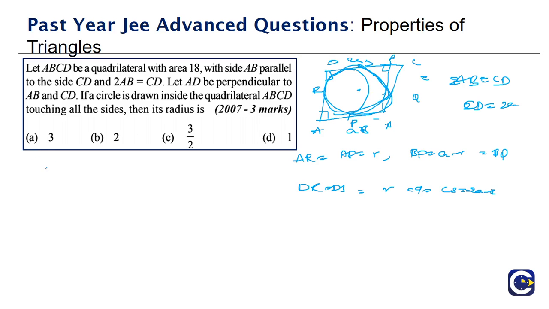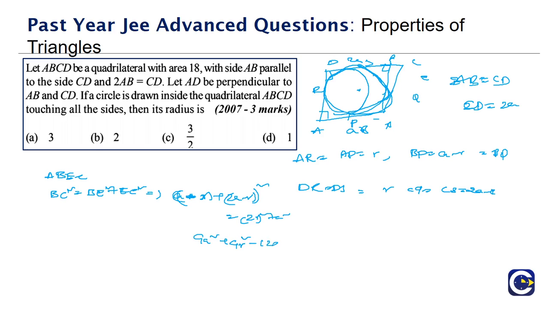If I consider the triangle BEC, BC square is equal to BE square plus EC square, which implies (A minus R) plus (A minus R) plus (2A minus R) whole square is equal to 2R whole square plus A square. So 9A square plus 4R square minus 12AR is equal to 4R square plus A square. So A is equal to 3 by 2 R.